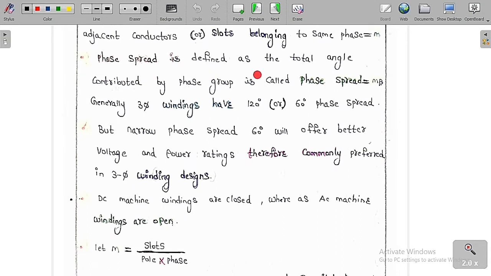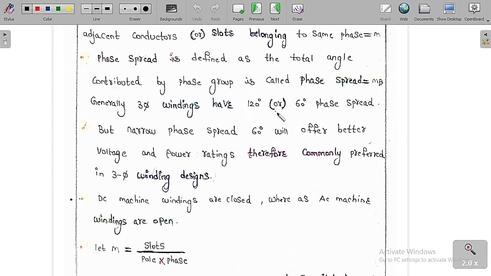Phase spread is defined as the total angle contributed by the phase group, which is m into beta. So generally three phase windings have 120 degree or 60 degree phase spread. 60 degree is called the narrow phase spread and 120 degree is called the wide phase spread.